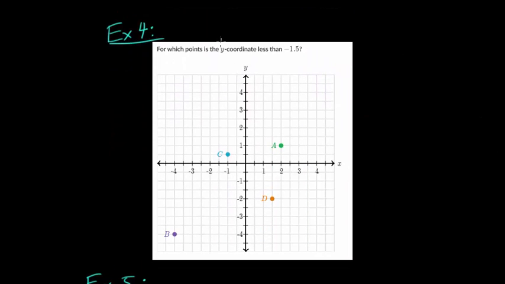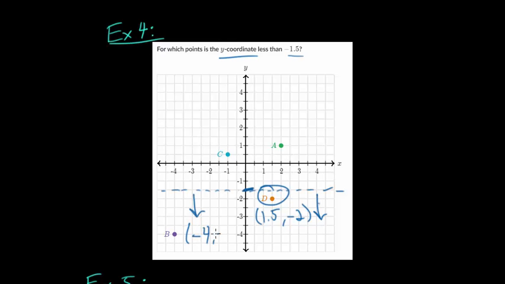And number 4 is very similar, but now we're talking about the y-coordinate with values less than minus 1.5. So now we're on the y-axis at minus 1.5. I'm going to draw in essentially that dashed line, and we're looking for values less than that, or essentially more negative y values. D would have an x value of 1.5 and a y value of minus 2. Minus 2 is definitely less than minus 1.5, so D works. And B is at the coordinate minus 4, minus 4. And since its y value of minus 4 is less than minus 1.5, B would satisfy the question as well. So in this case, B and D are the answers.